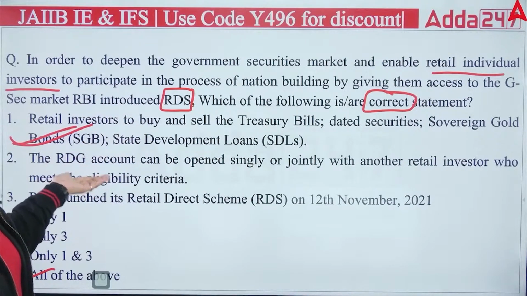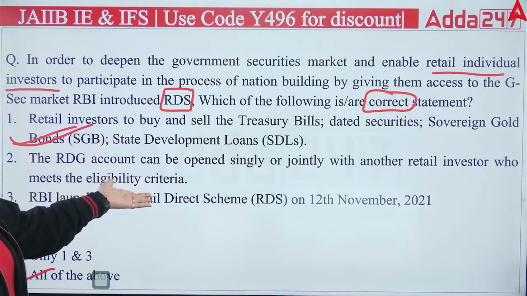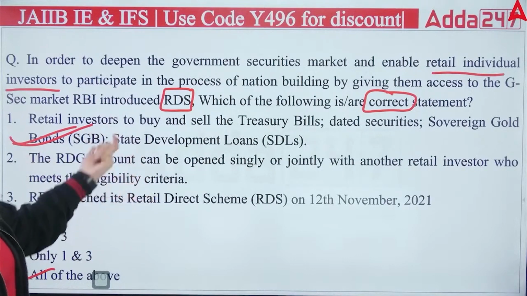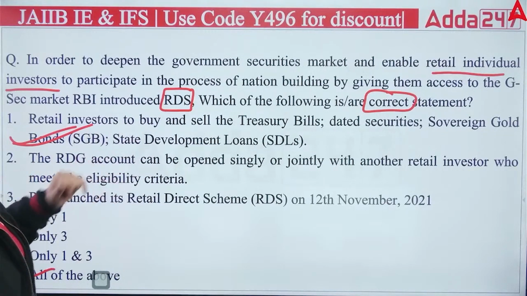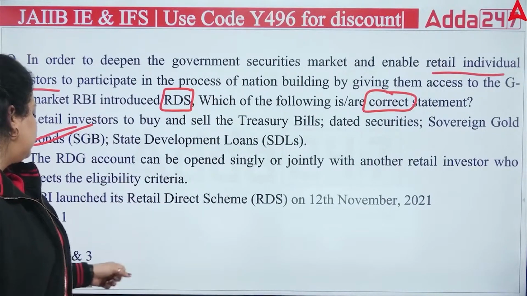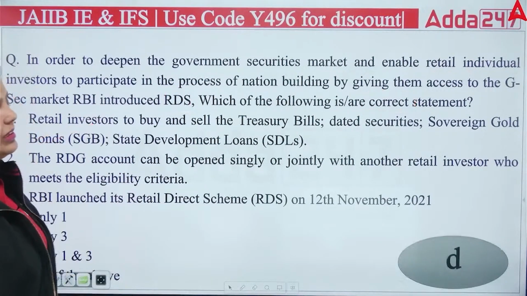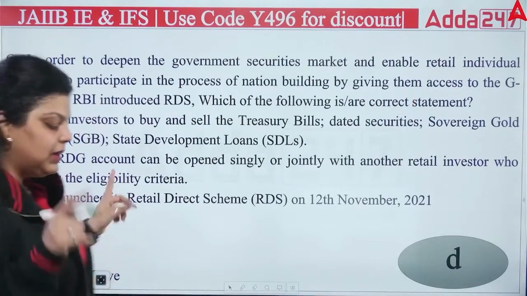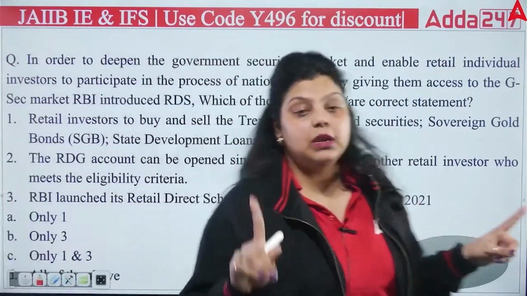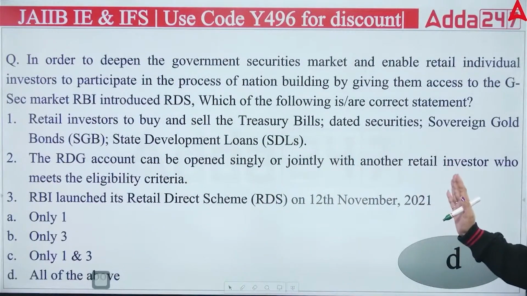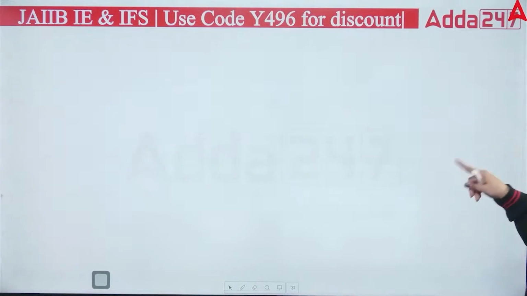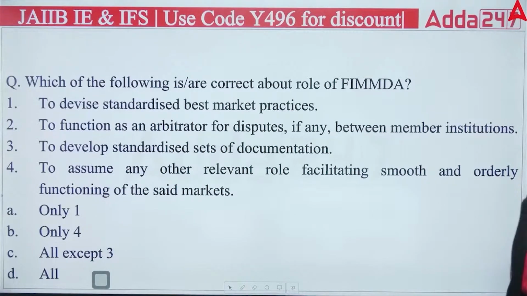And you can also have a retail direct gilt account, you can hold it single or you can hold it with joint accounts. And also it was introduced on 12th of November 2021 by RBI. All the statements are correct. So do remember, retail direct scheme is one of the very important topics of your IE IFS. One question definitely can be seen here. Okay, so right answer is D. All the statements were right about the retail direct scheme.